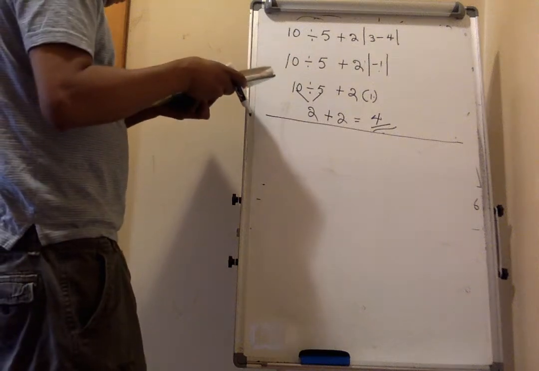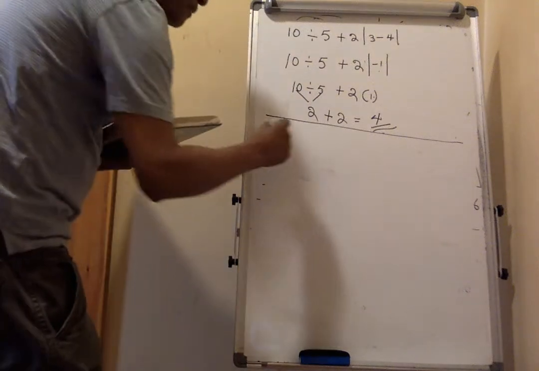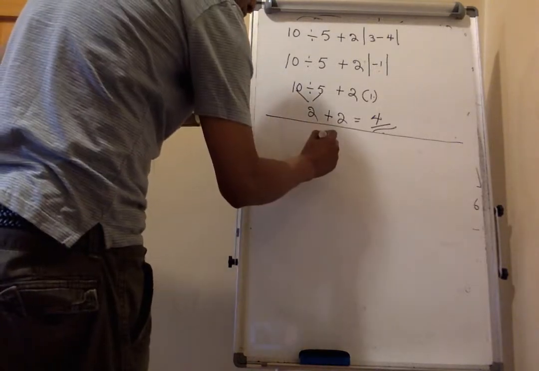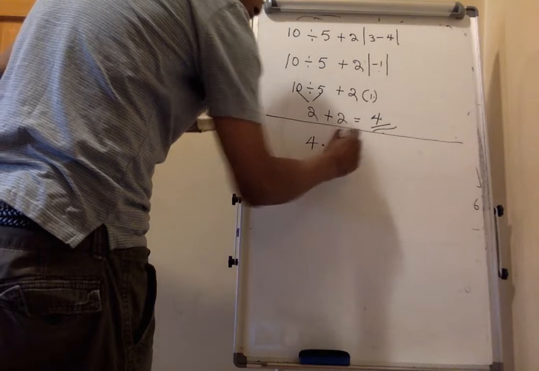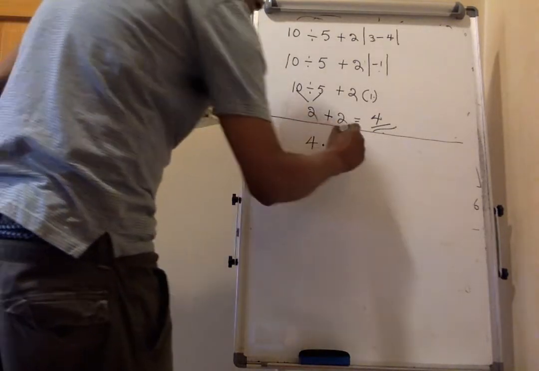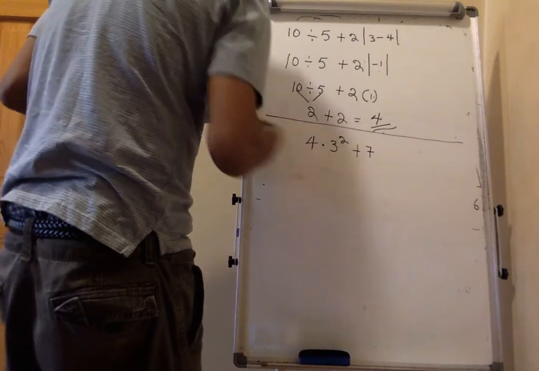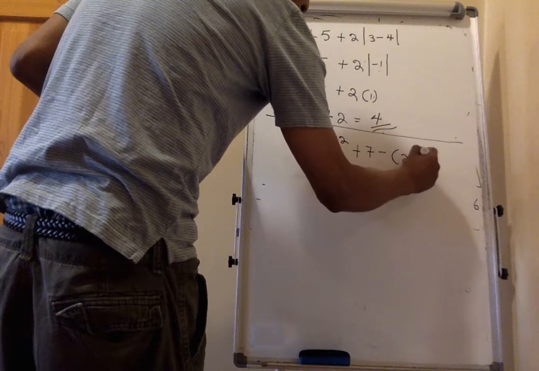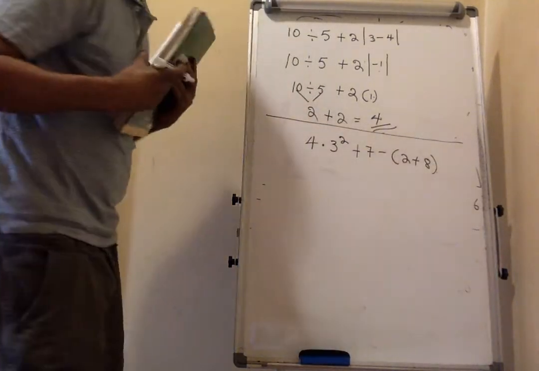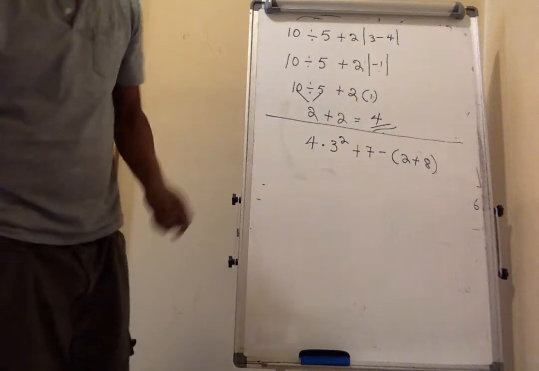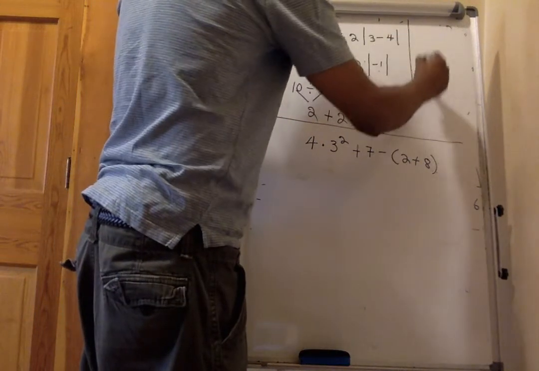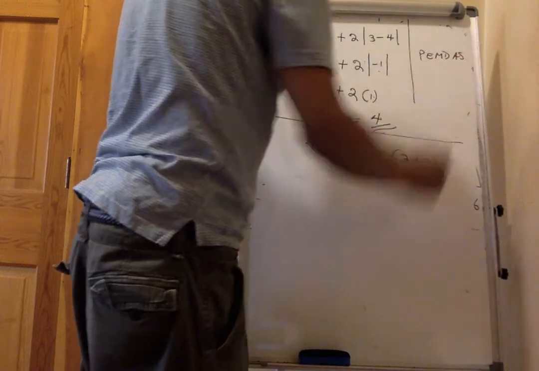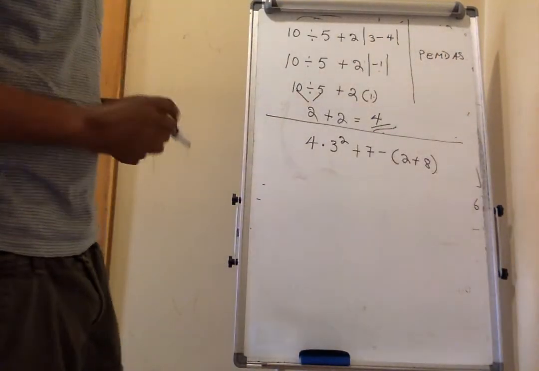And now, let's look at another example. You have 4 times 3 to the second plus 7 minus 2 plus 8. Okay. Again, we follow PEMDAS. Don't rush when you do these things, otherwise they are so easy.